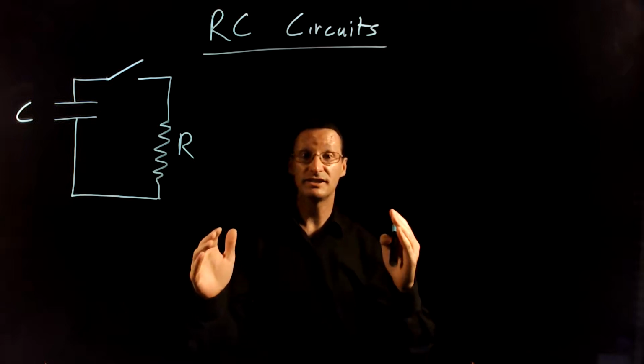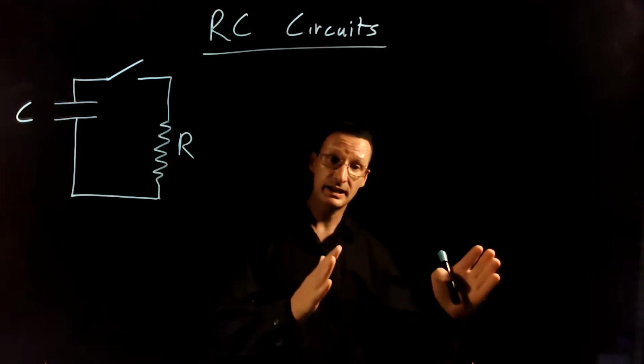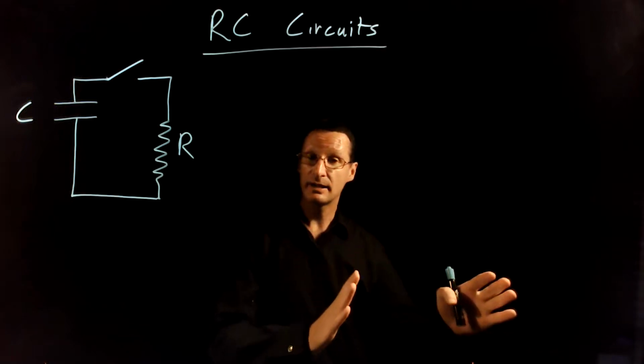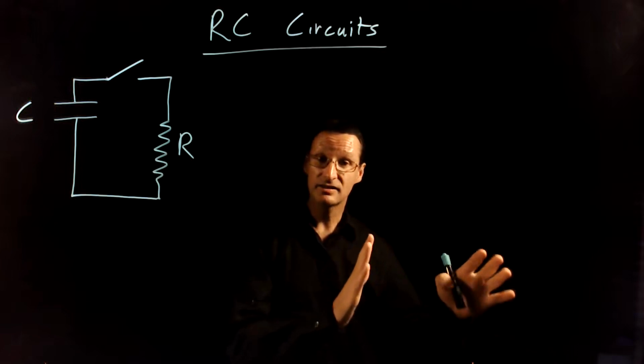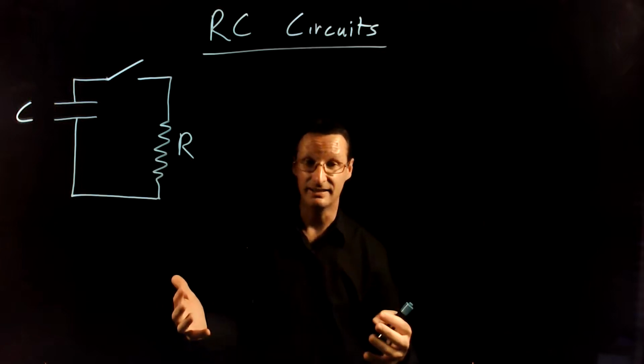Let's talk about RC circuits. In particular, I want to talk about why the voltage versus time graph and the current versus time graph, when discharging a capacitor, look the way they do. And I want to give you some intuition about why that is.